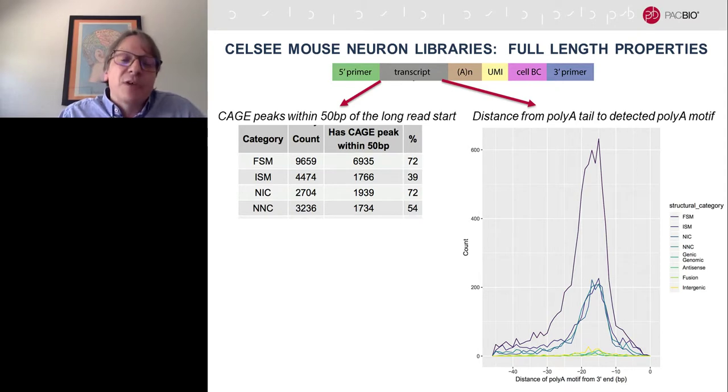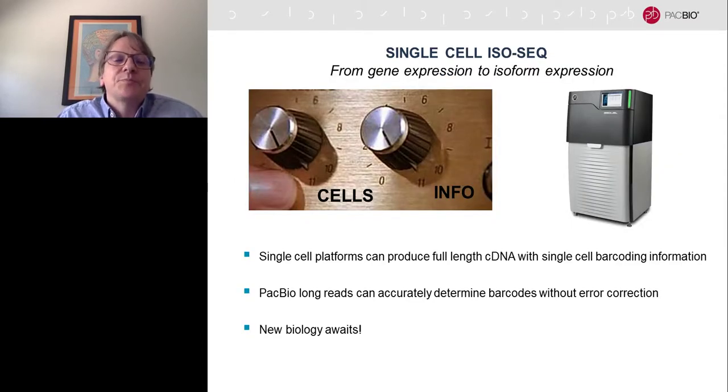And these are with mouse primary neurons, so it's quite exciting. And then we look at the other end and say, what's the distance between the polyA tail in the long read data and where we see those motifs that I spoke of earlier? You can see that quite nicely, the peak is right around the -15 mark, which is known to be where things are in terms of cleavage and polyadenylation. And so we're quite encouraged by these types of libraries and what kind of biology that Vijay's lab can do.